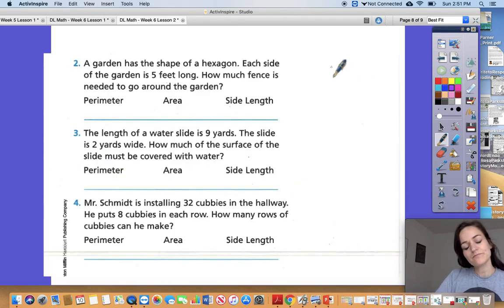All right, for these problems, what we're going to do is you're going to have a word problem. We're going to decide if it's asking for us to find the perimeter, the area, or the side length, and then we're going to go ahead and find the answer, okay?